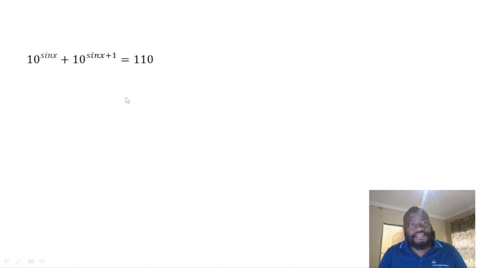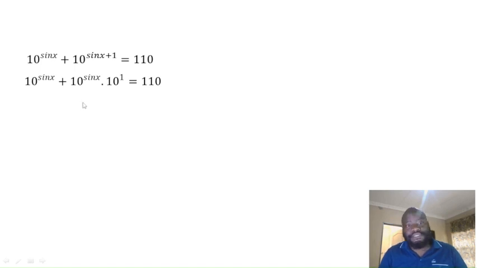So here we see that on the left hand side we have a term that is an addition in the exponent. We're going to reverse that process by splitting it so that the sine x has its own base and the 1 has its own base, and this ends up being 10 to the sine x plus 10 to the sine x times 10 to the 1 equals 110.